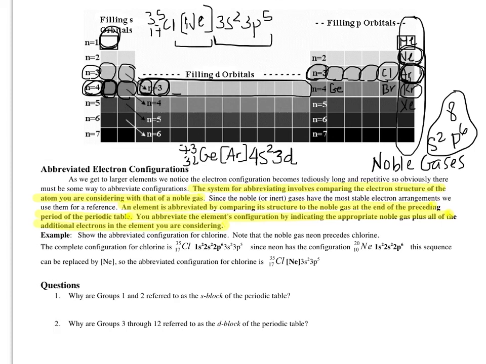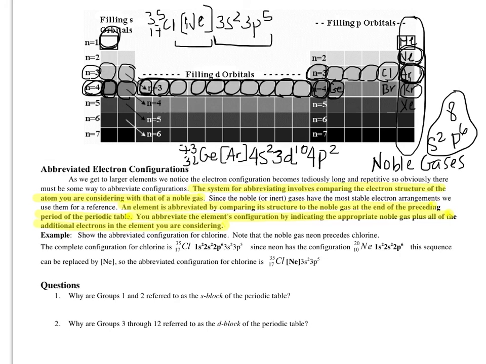And there are 1, 2, 3, 4, 5, 6, 7, 8, 9, whoa, 10 elements that are all in that 3d section of the periodic table. Okay, we move out of the weird off-by-one d orbitals, and we get back into the p orbitals. And now we're going to call this 4p, because it's the fourth row. And we go through 1, 2 elements to get to germanium. Alright, so that's the abbreviated electron configuration.